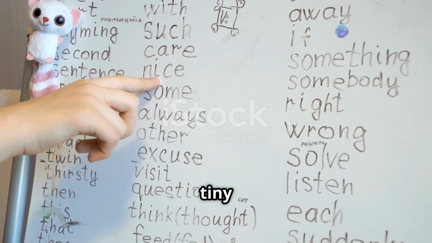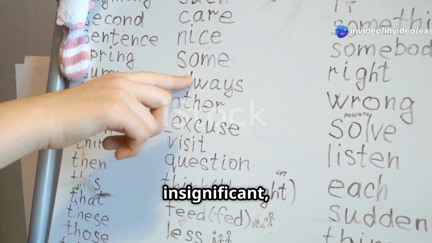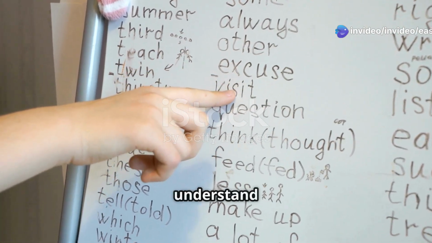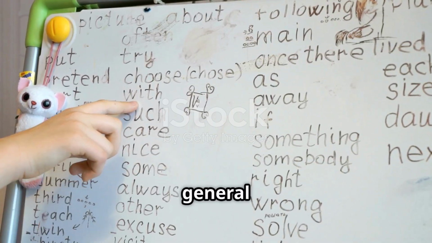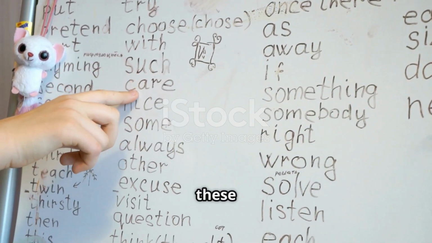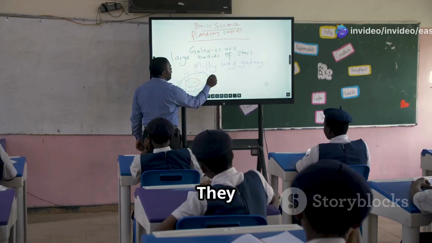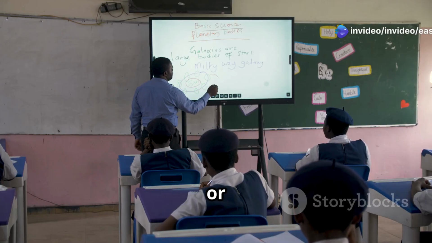Articles, those tiny words a, an, and the, might seem insignificant, but they play a big role in English grammar. They are essential in helping us understand whether we are talking about something in general or something specific. Without these little words, our sentences would be confusing and unclear. They tell us whether a noun is general or specific.